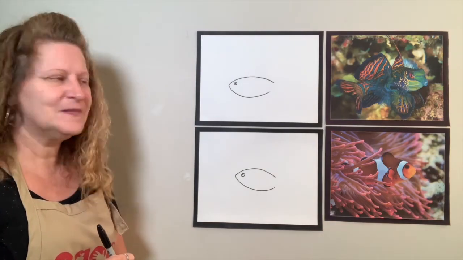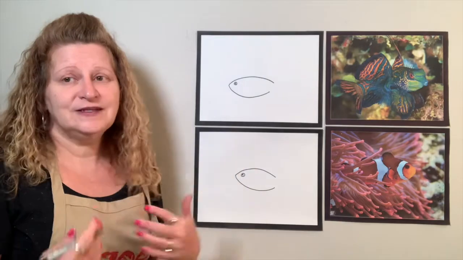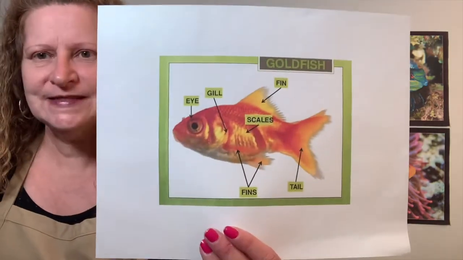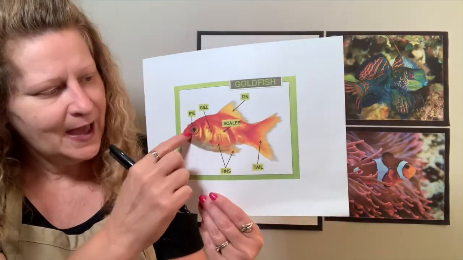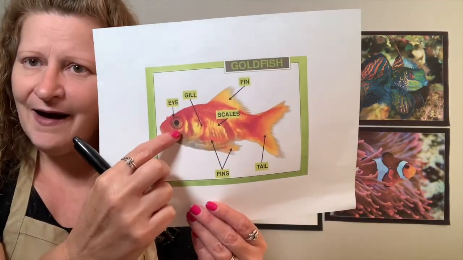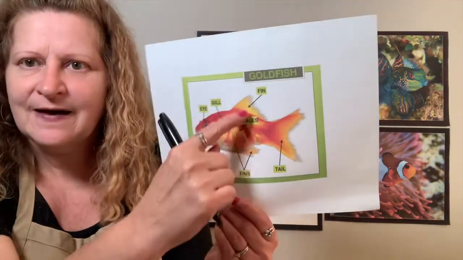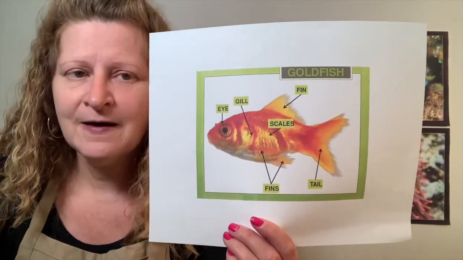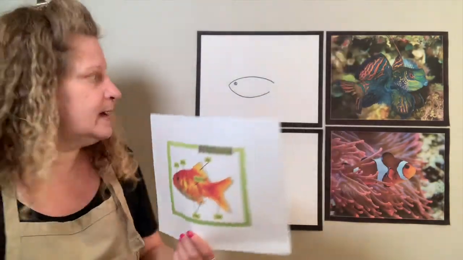Good job. All right, now fish have different body parts. And so if you look here at this goldfish, you will see here that we made this part of his body, and we started with his eye. Well, the next thing we're going to move over to doing is his fins. On the top and the bottom, he has fins. Fish use fins to help them to be able to swim.